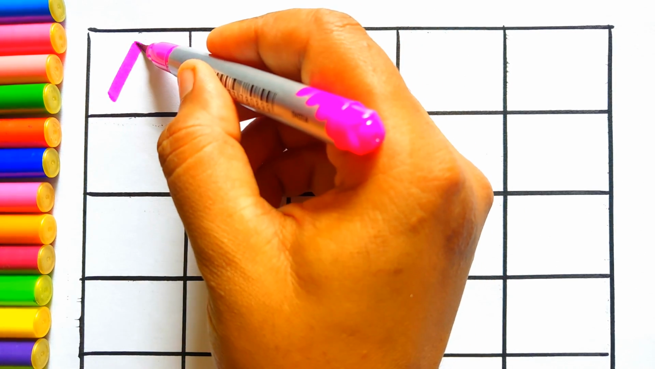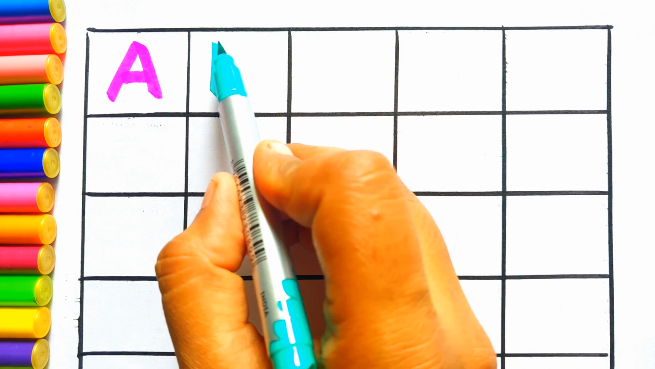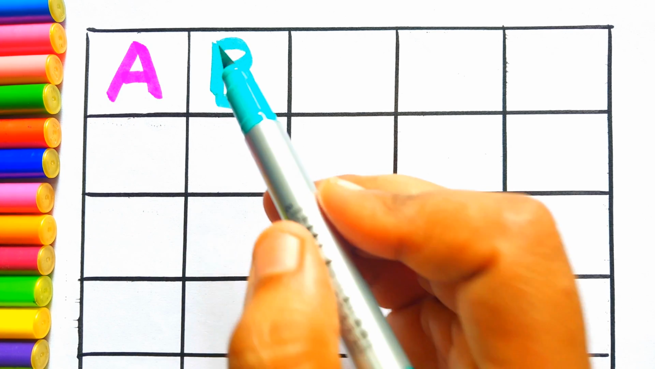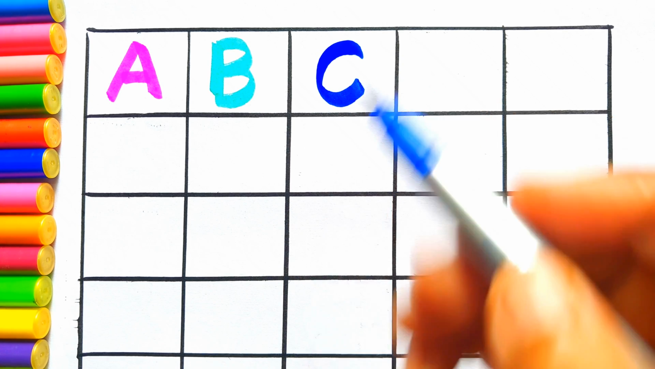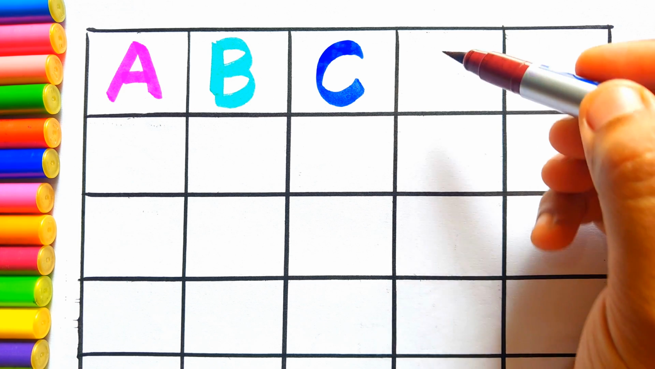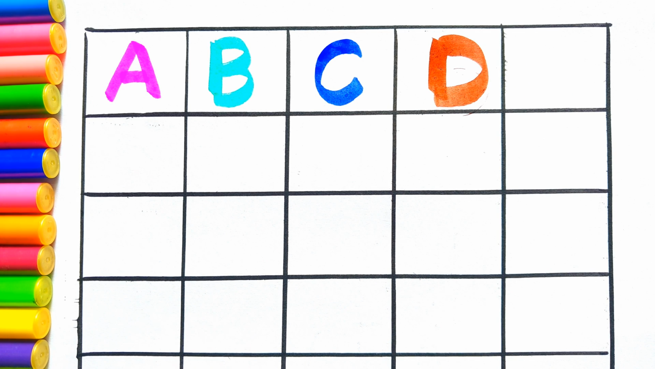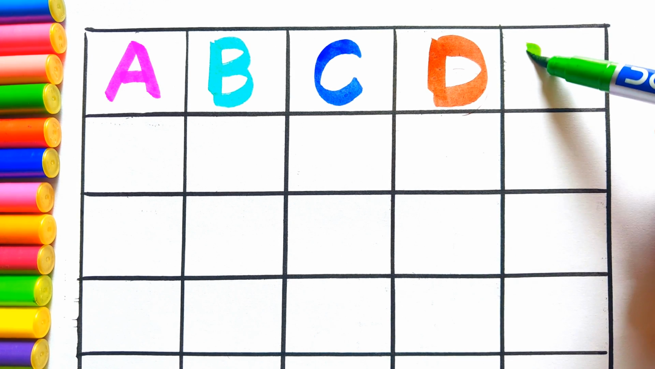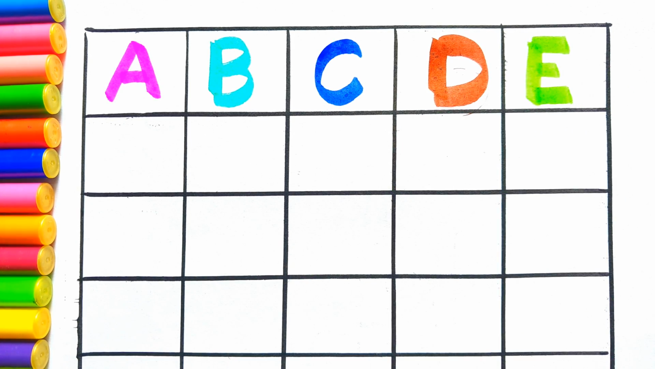A. A for airplane. B. B for balloon. C. C for candy. D. D for donut. E. E for elephant.